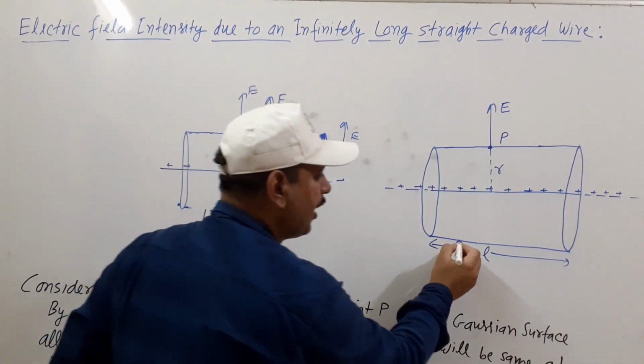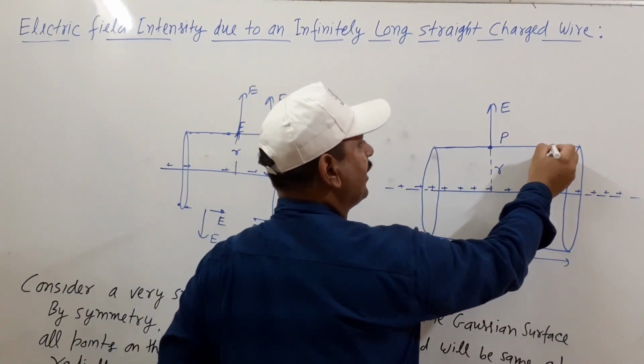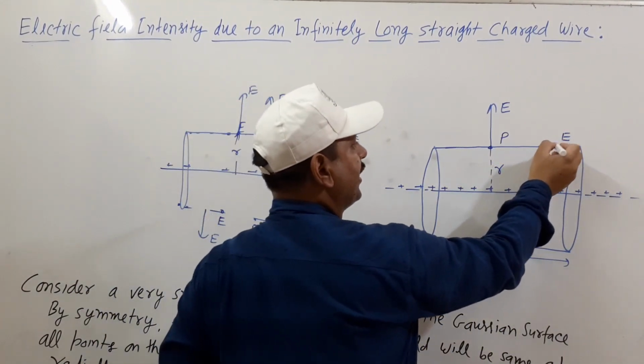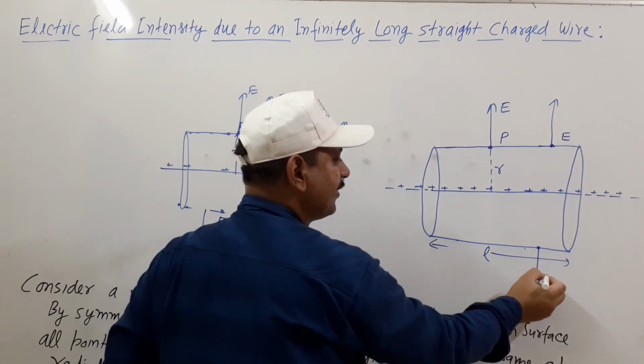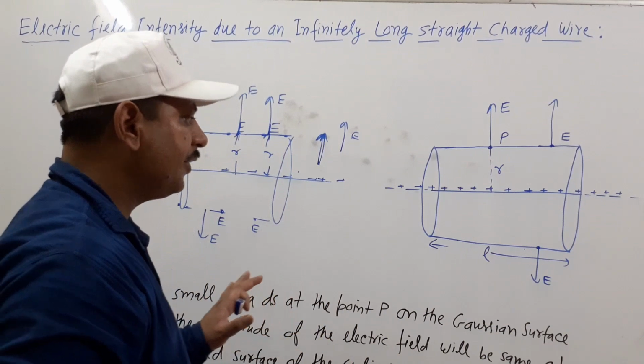And the magnitude of electric field intensity at each and every point is the same. At this point, if you see, this will be E and radially outward. At this point also, this is E and radially outward. First thing.